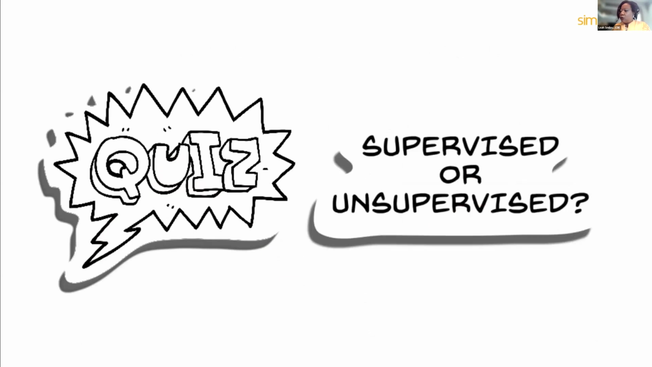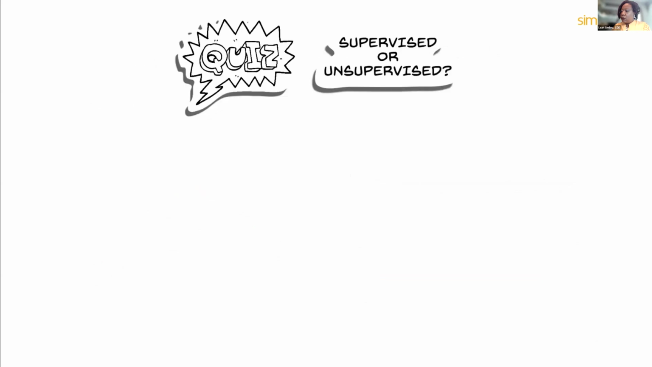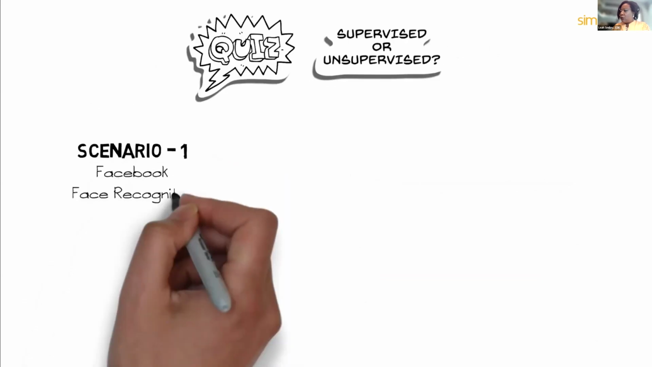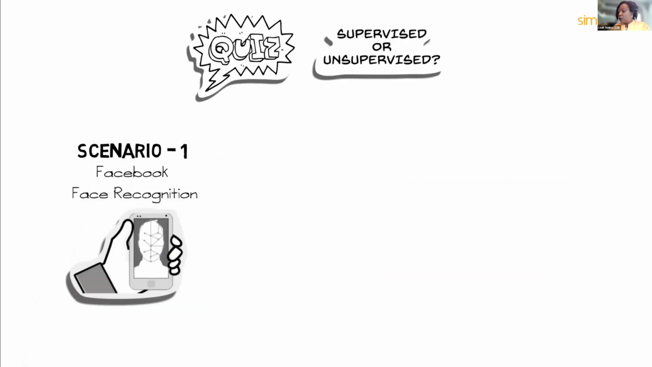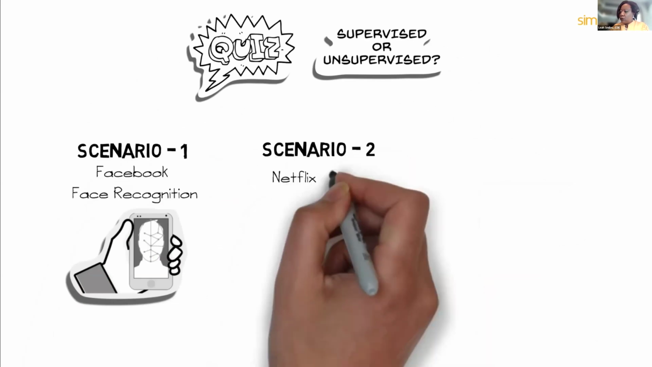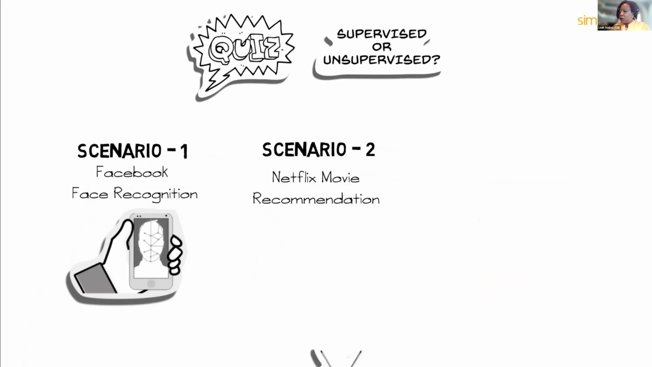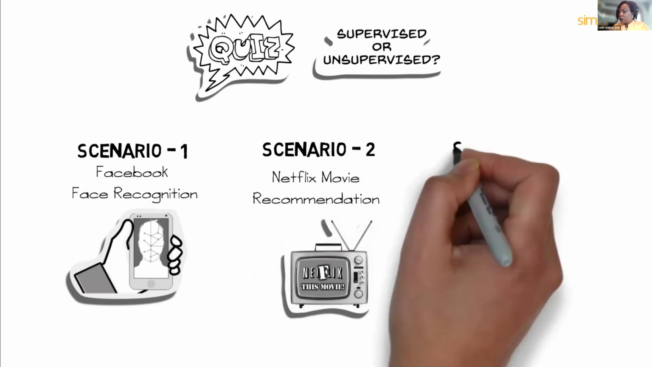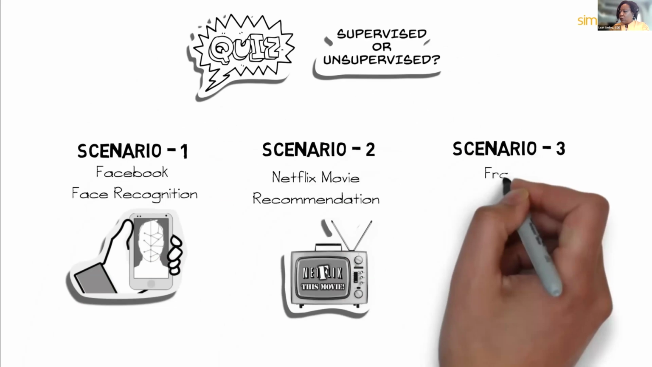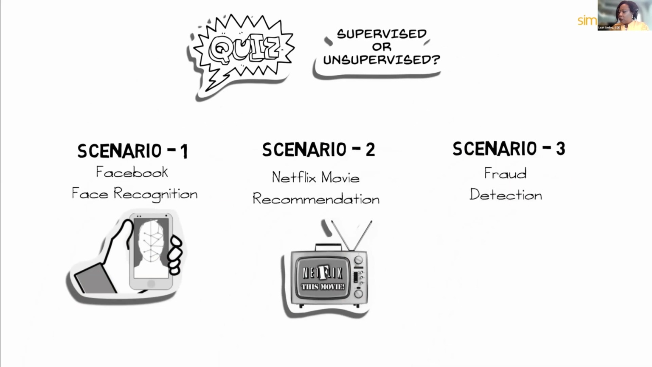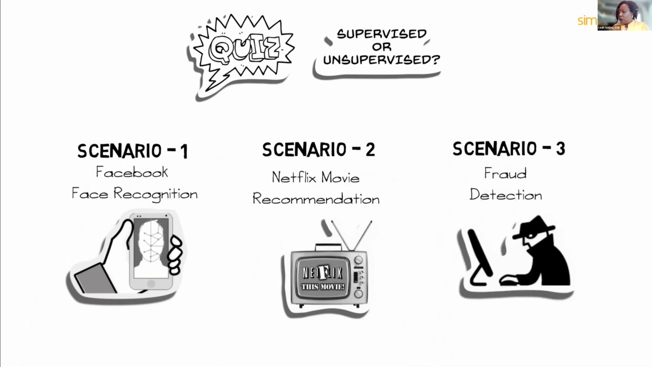So let's have a quick quiz. You have to determine whether the given scenarios use supervised or unsupervised learning. Simple, right? Scenario 1. Facebook recognizes your friend in a picture from an album of tagged photographs. Scenario 2. Netflix recommends new movies based on someone's past movie choices. Scenario 3. Analyzing bank data for suspicious transactions and flagging the fraud transactions. Think wisely and comment below your answers.